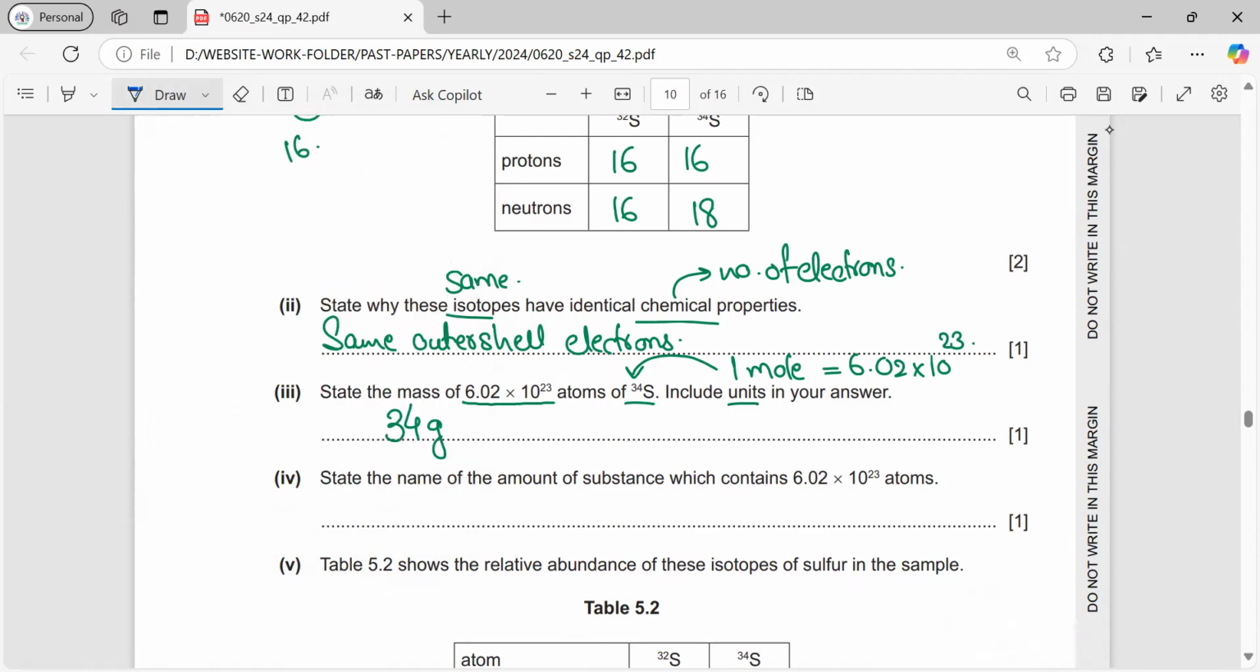State the name of the amount of substance which contains 6.02 times 10 power 23 atoms. The amount of a substance is 1 mole.